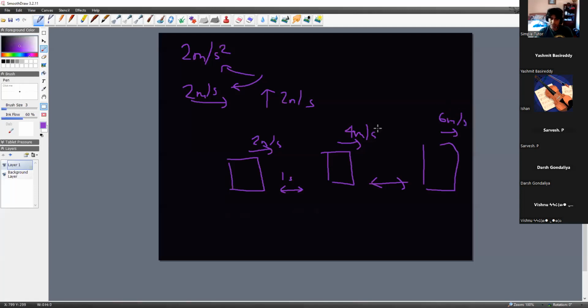So the best way to look at this is really acceleration is the rate of change of the velocity. Did you understand that, or would you like me to explain it in a different way? Yeah, I got it.